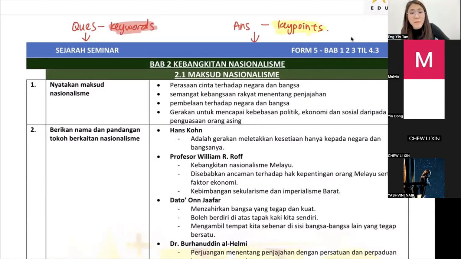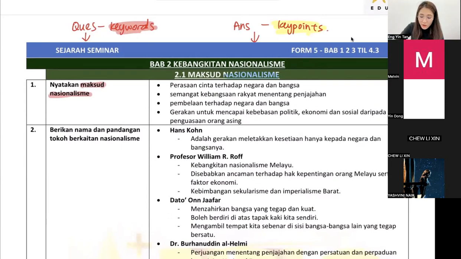So as I said, chapter 2, you need to understand the topic. The topic is nationalism. So meaning, question number 1 is a famous question. Maksud nationalism. You know nationalism is the topic. Nationalism is what? Love the country, love the people.